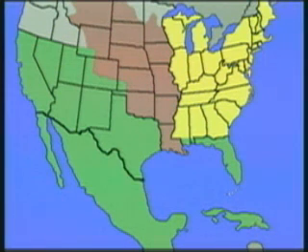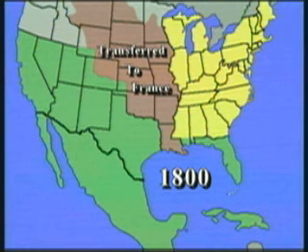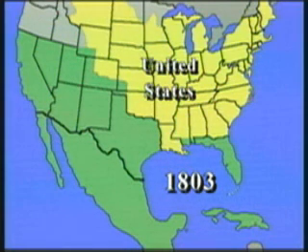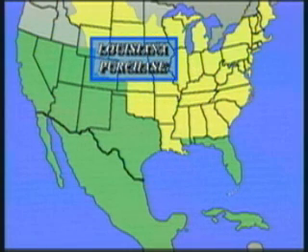National borders changed quickly back then, and in 1800, Spain transferred a large part of its North American territory to France, and 3 years later, France sold it to the United States. This famous real estate transaction was called the Louisiana Purchase.